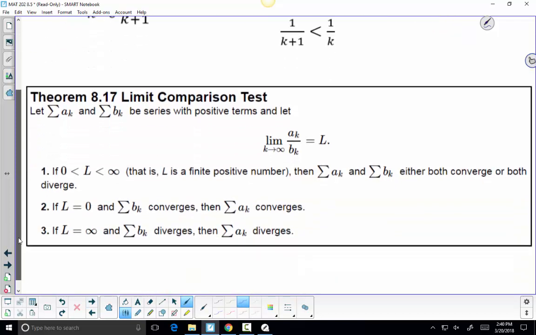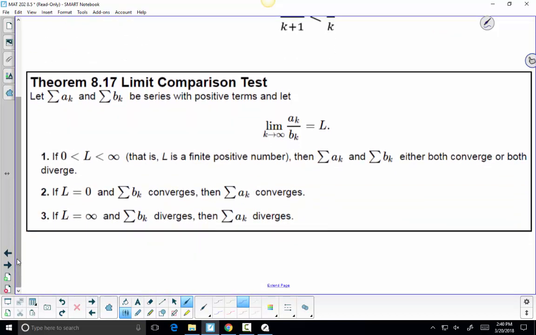So here's how the limit comparison test works. For the limit comparison, we just take the limit of a sub k divided by b sub k. So a sub k is the one we're trying to analyze. B sub k is coming from a series that we know. We know it converges or we know it diverges. So here's our conclusion. If the limit is a finite positive number, then both series do the same thing.